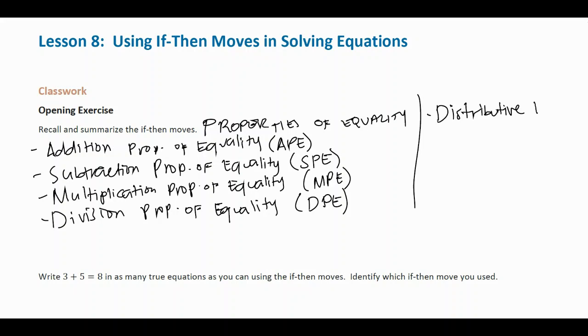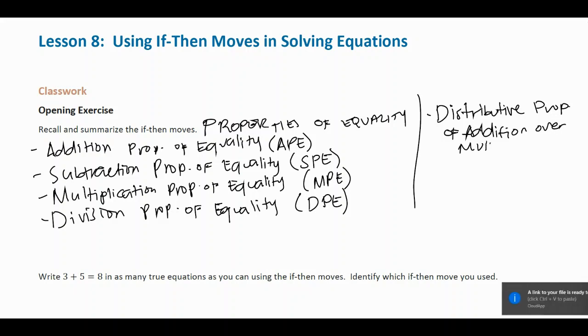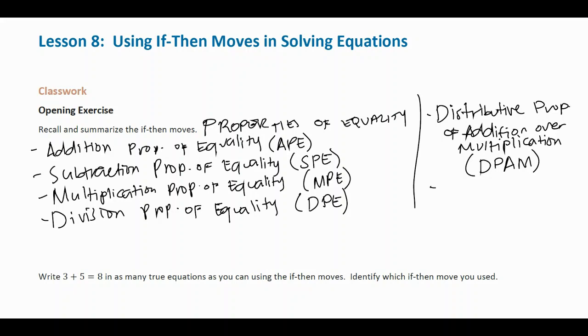Some if-then moves that we also use, all right, are our distributive property of multiplication over addition. Sorry about that. Let's abbreviate this as DPAM. All right. And we also have substitution.